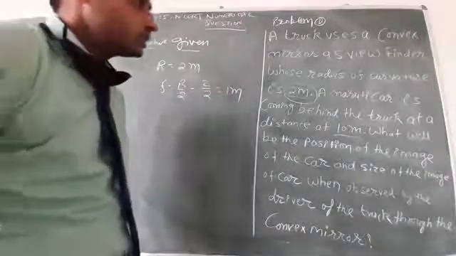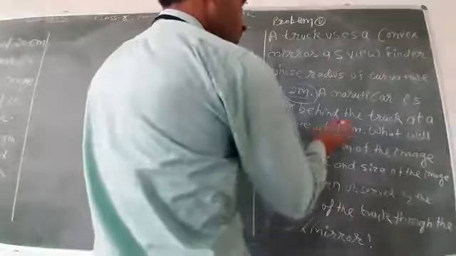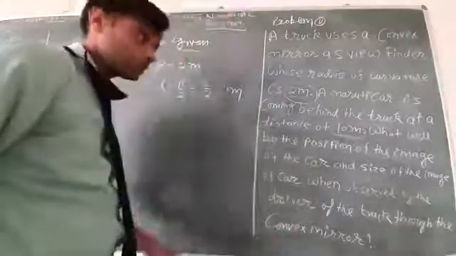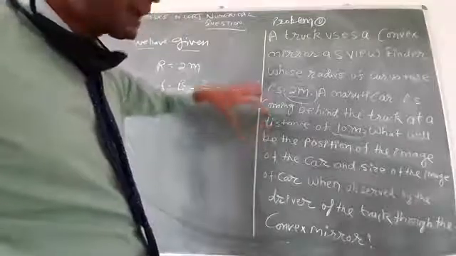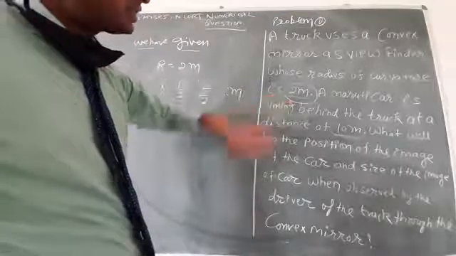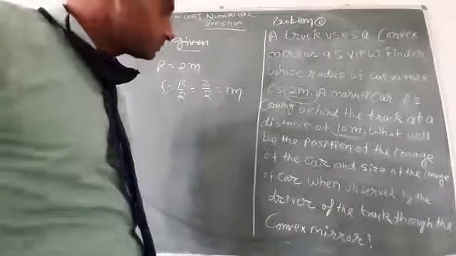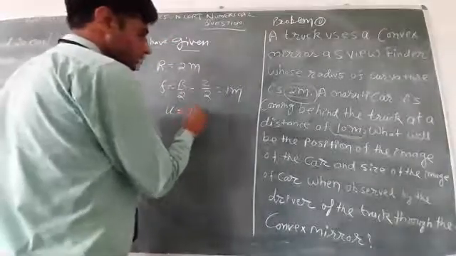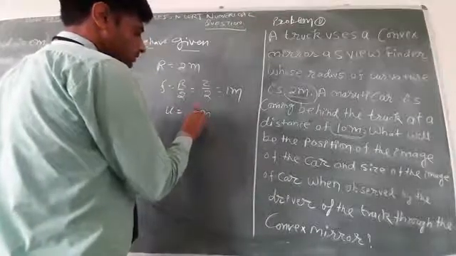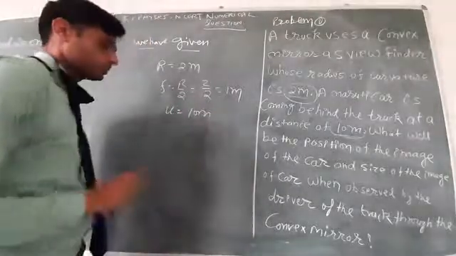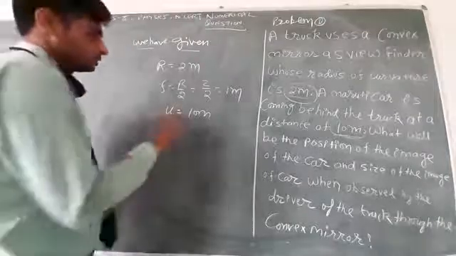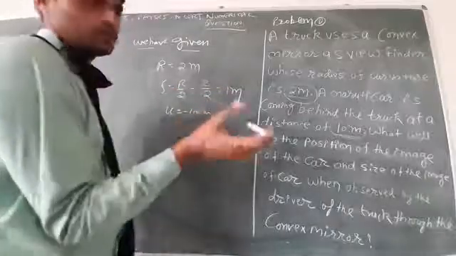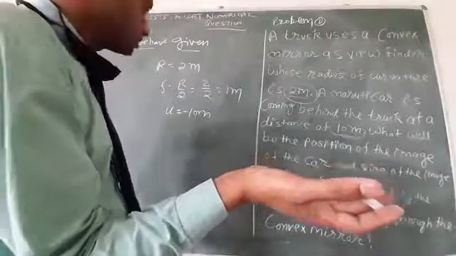Second value given: the car is coming behind the truck at a distance of 10 meters. It means this is the position of the object. So U equal to 10 meters. This is the position of the object, so this will be negative. Focal length will be positive because the focal length of a convex mirror is positive, but this is negative.